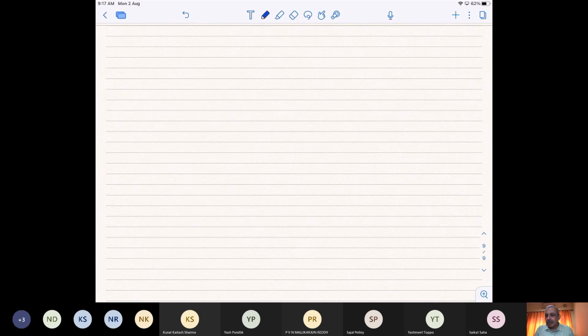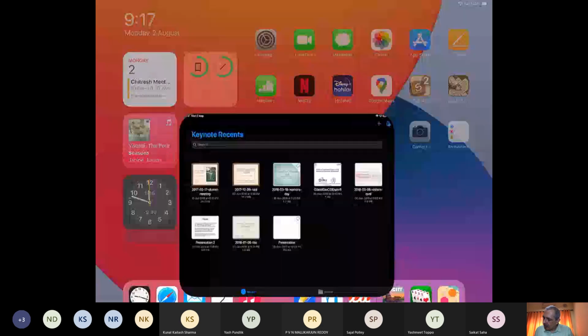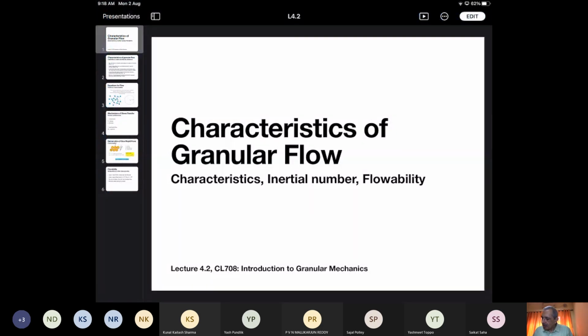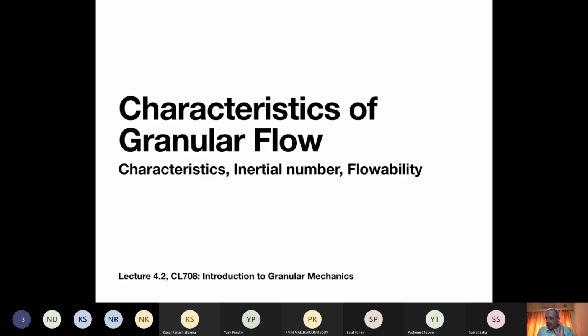So then, what are some of the typical characteristics of granular flows? To discuss that, let me just show this presentation. And here, I'll just talk a little bit about the characteristics. I'll define something called the inertial number and then talk about flowability. How easy is it for particles to flow?